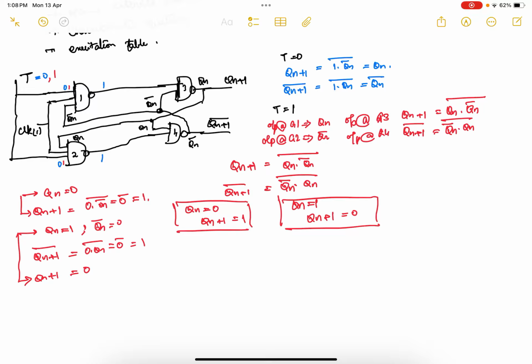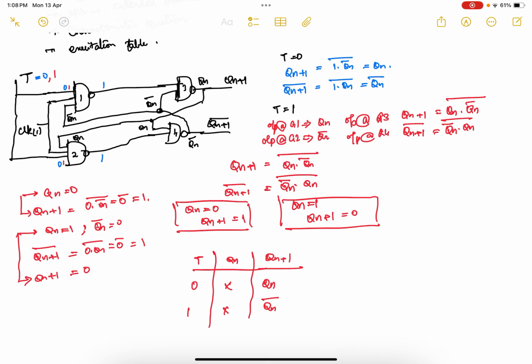When I write it in the truth table, this will be your T, this will be your Qn, and next here Qn plus 1. T is 0, irrespective of the present state, my next state is your present state. But T equal to 1, your next state is nothing but the complement of your present state. Clear? So this is the thing.